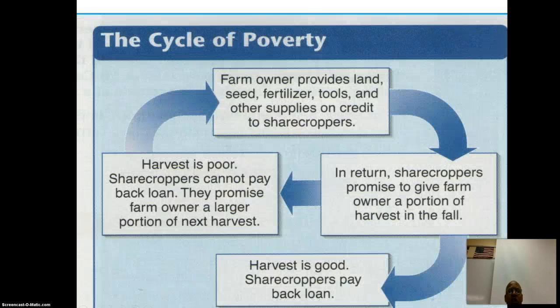So take a look at this chart right here, and you can see how the cycle takes place and continues to put African Americans back on plantations, keeping them subservient to the farmer.